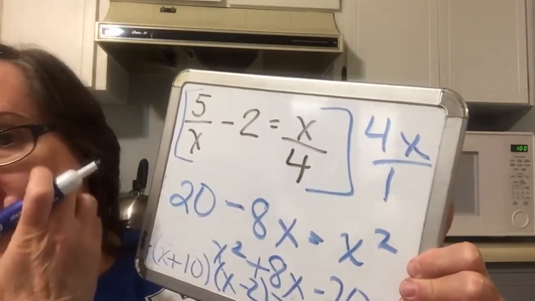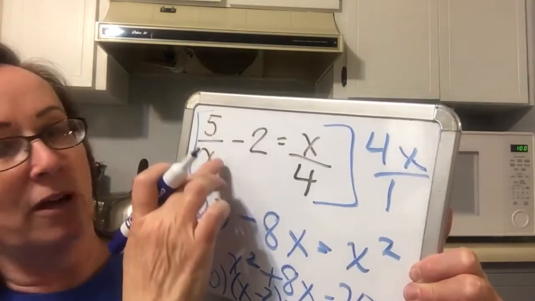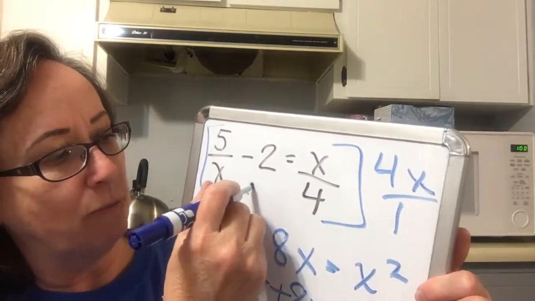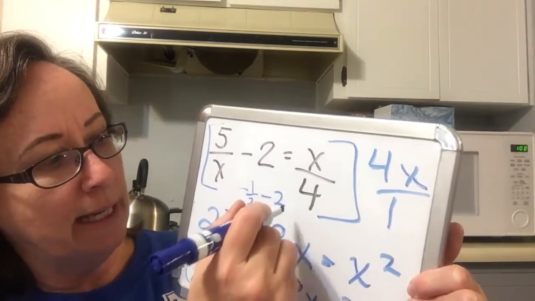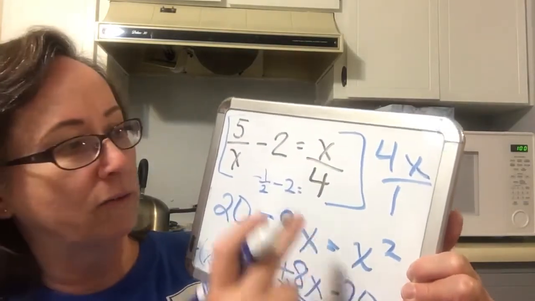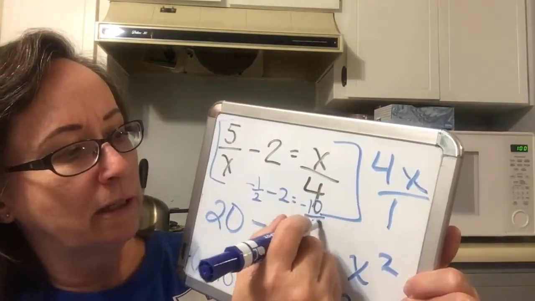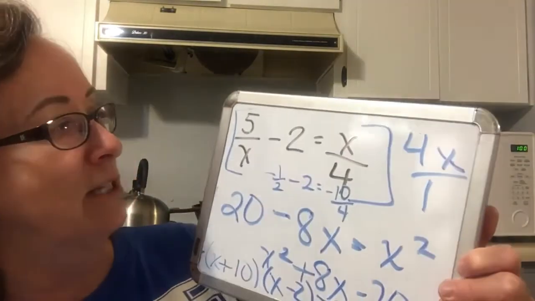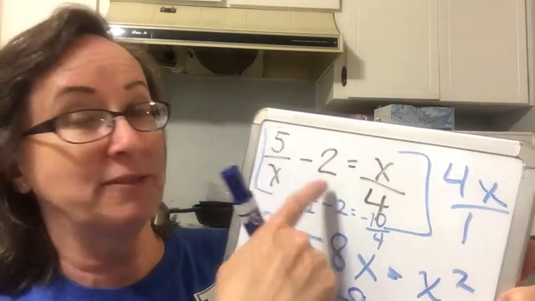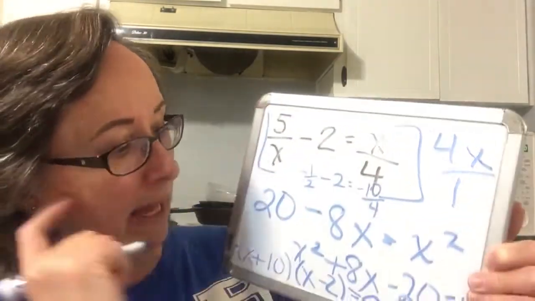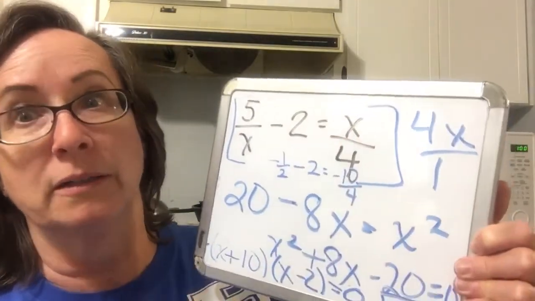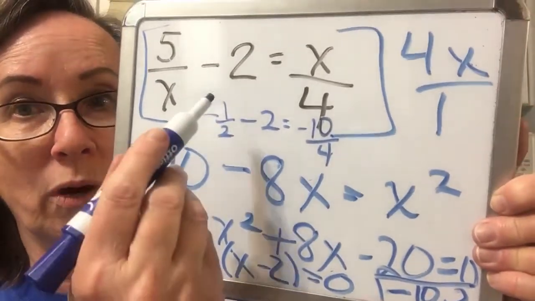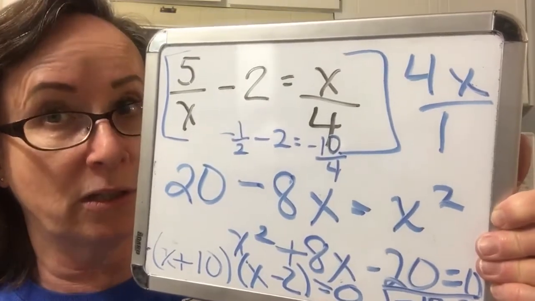And if I go back up and plug in a negative 10, I get 5 over negative 10, which is negative 1/2, minus 2. So negative 1/2 minus 2 is equal to negative 10 over 4. And negative 10 over 4 is negative 2.5, and that's what I get on this side. Likewise, if I plug in the 2, I get 5/2, which is 2.5, take away 2, should be a 1/2. And then the 2 over here is 2 over 4, which is a 1/2, and it works. Both of these solutions, negative 10 and 2, work when you plug them back into the rational equation.